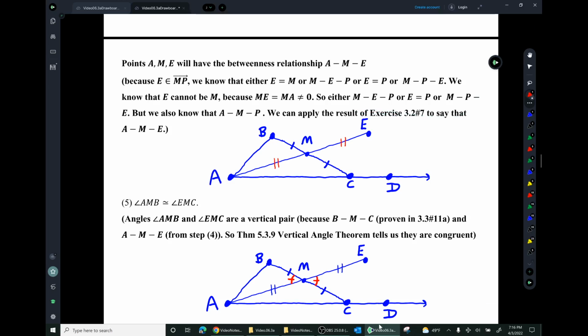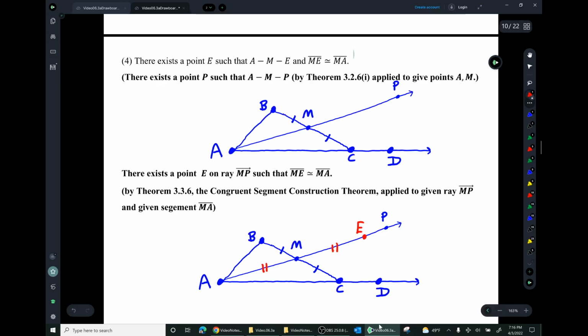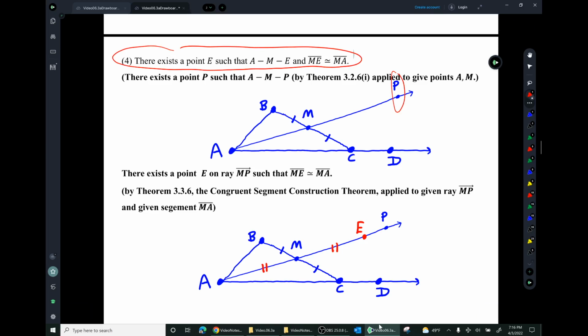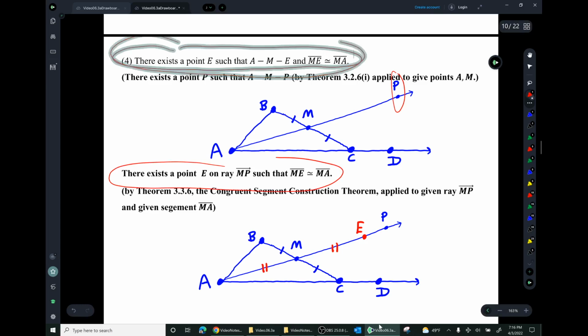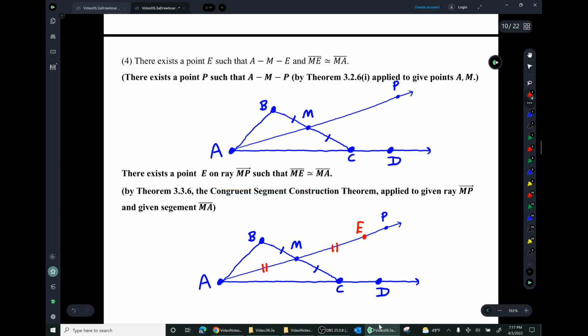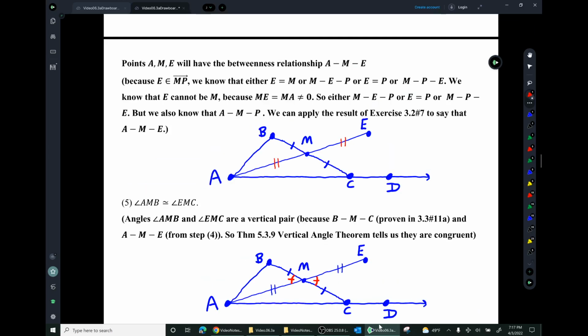So again, remember our statement that we were trying to justify didn't even mention a point P. We had to introduce point P in order to be able to justify the thing that was stated. So that's a deceptively simple looking statement, kind of a nuisance to prove. Let's go on. So we've got this point E.